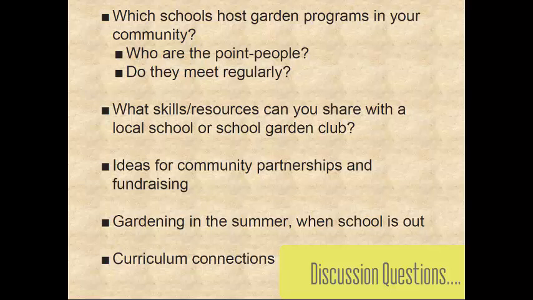Another question you might consider or discuss is, what skills or resources can you share with a local school or garden club? So what sort of expertise, experiences, tools, supplies, everything that can go into a school garden program? What do you have as a Master Gardener individual or as a Master Gardener group that could support a school that already has a garden, or support a school that is looking to create a garden program?